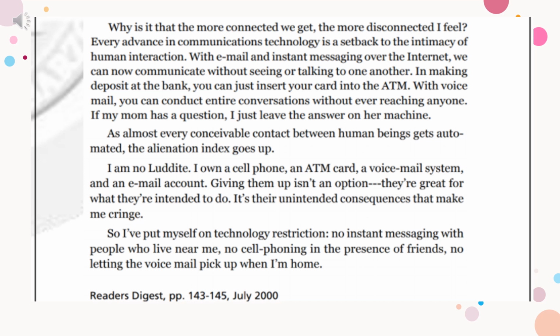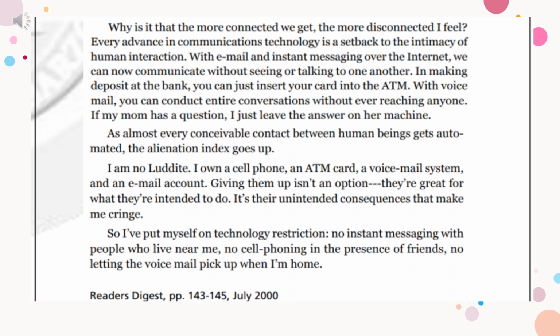If my mom has a question, I just leave the answer on her machine, as almost every conceivable contact between human beings gets automated. The alienation index goes up. I am no Luddite. I own a cell phone, an ATM card, a voicemail system, and an email account. Giving them up isn't an option. They're great for what they're intended to do. It's their unintended consequences that make me cringe.